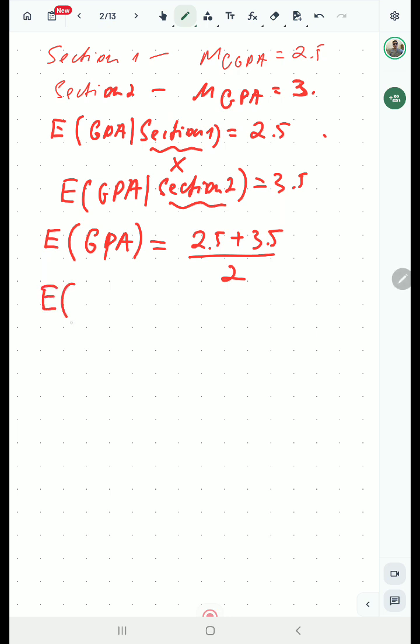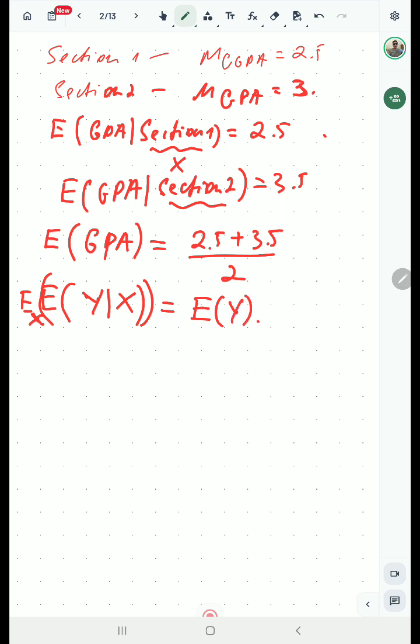So the expectation of y given x, if you take the expectation of it over all values of x, over all sections, you're going to receive just the expectation of y. That is the essence.